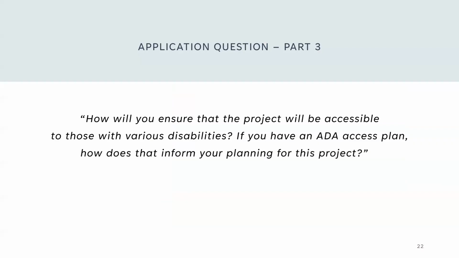So now we're coming to our third and last part of the application question. And this is, how will you ensure that the project will be accessible to those with various disabilities? If you have an ADA access plan, how does that inform your planning for this project?